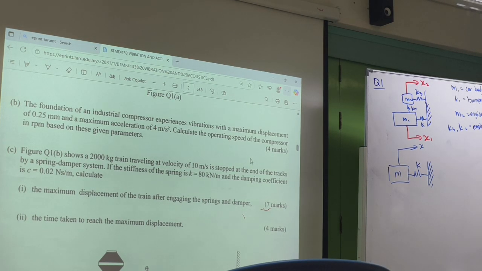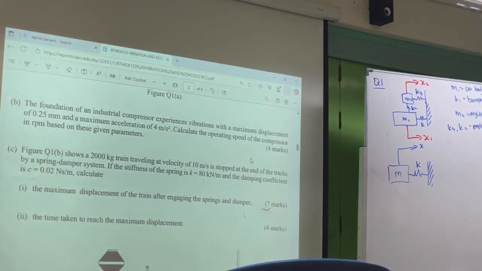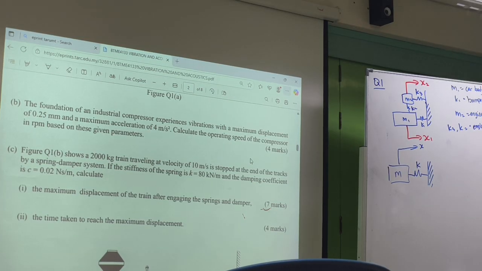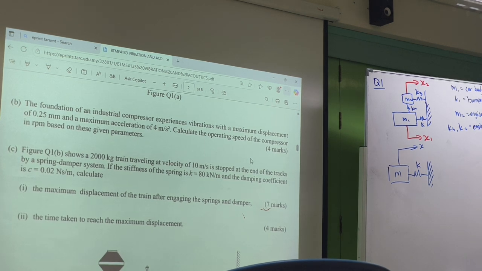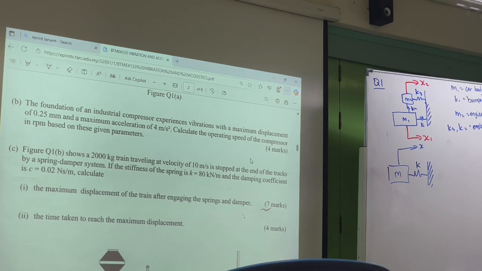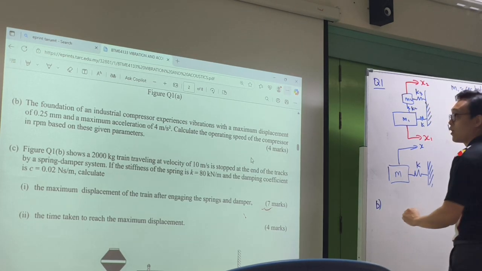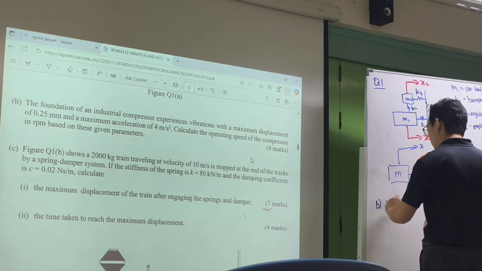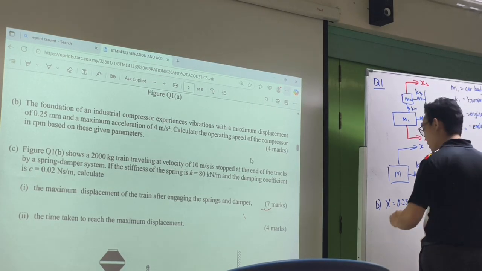Okay, try B. Only one question for that time. The foundation of an industry compressor experiences vibration with a maximum displacement of 0.25 mm and maximum acceleration of 4 meters per second squared. Calculate the operating speed of the compressor in RPM based on the given data. So we have displacement and we have the acceleration.